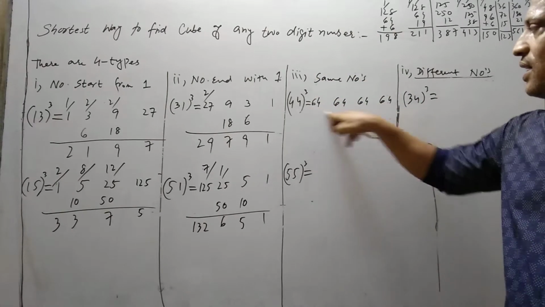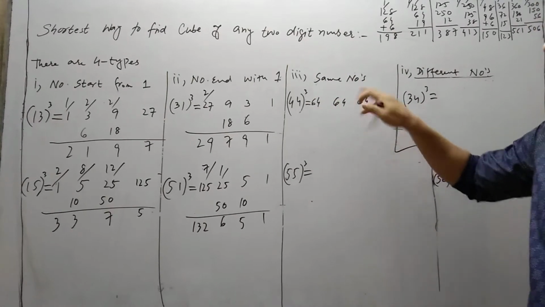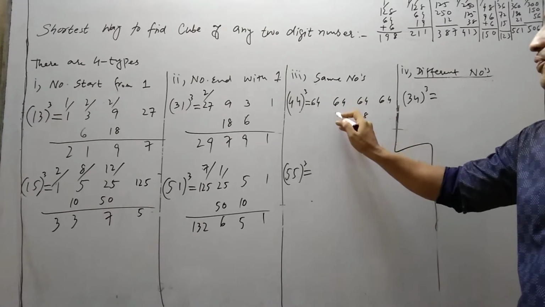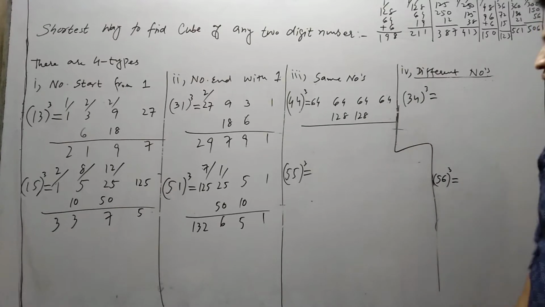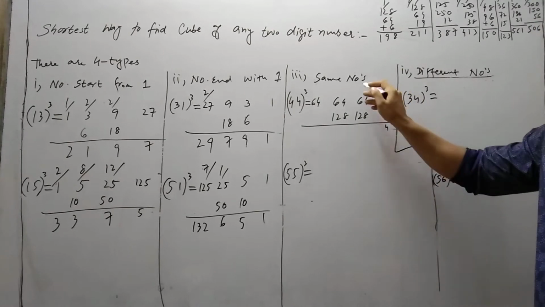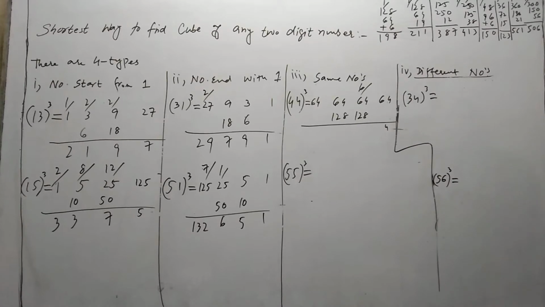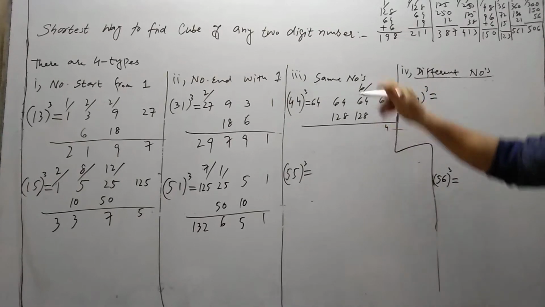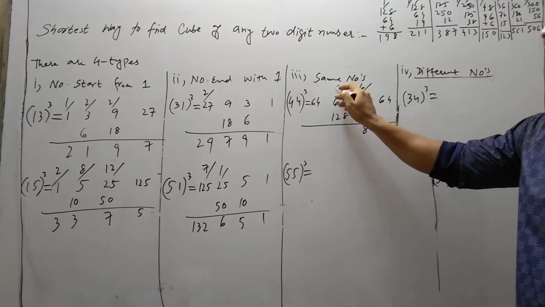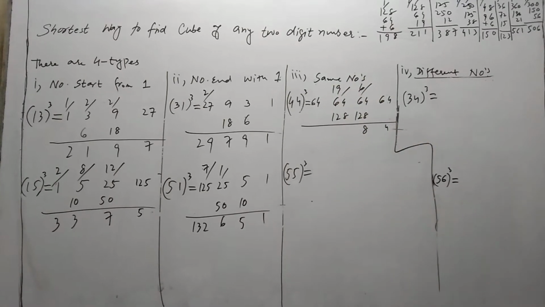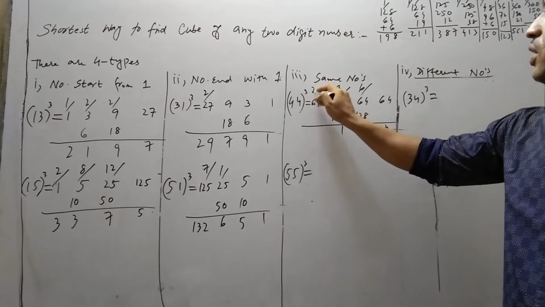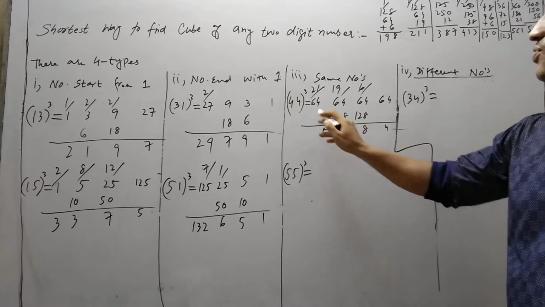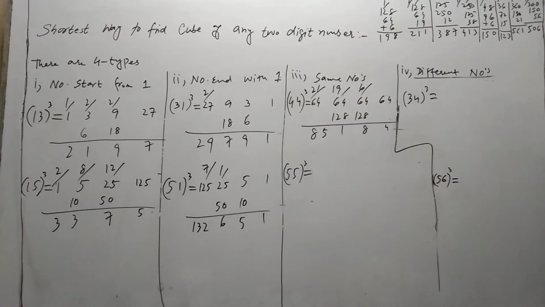Leave the first digit and last digit. Double these two: 64 into 2 is 128. Add them. 64 plus 0 is 64. 4, always write the first digit. 6 carry. Now 128, 64 and 6 is 198. 8, 19 carry. Now 128, 64 and 19 is 211. So 1, carry 21. 4 plus 1 is 5. 6 plus 2 is 8. 85184 is the cube.